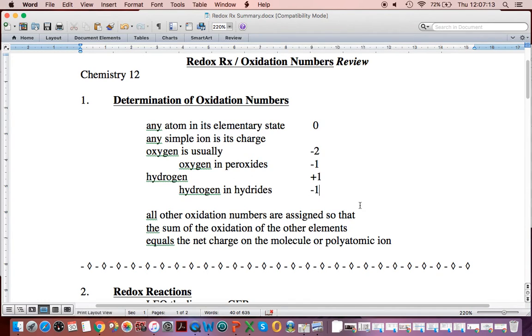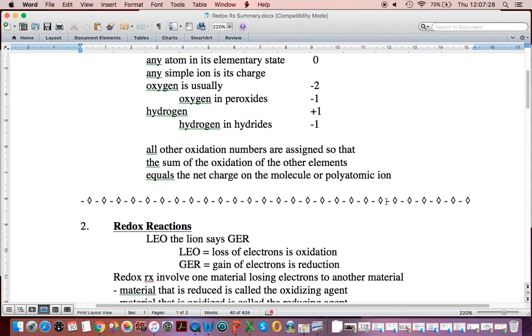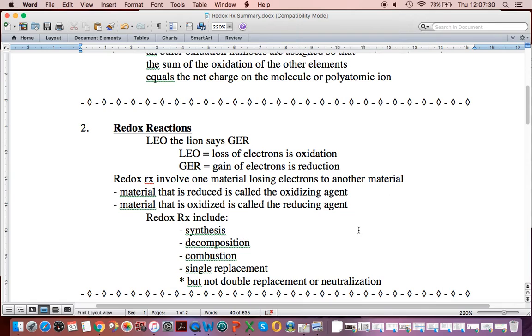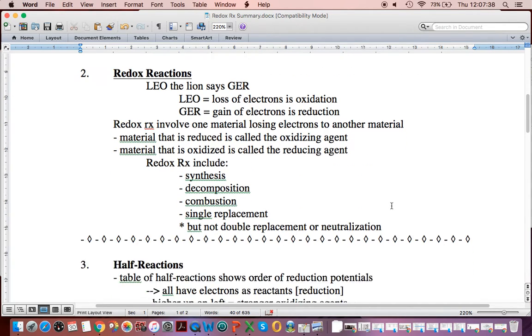And so in a lab, you dealt with manganese, which has all kinds of different oxidation states. And you have to be able to calculate that based on all the known elements in a complex ion or compound. Then we got to redox reactions, and we said, hey, Leo the lion says grr. Loss of electrons, oxidation, gain of electrons, reduction.